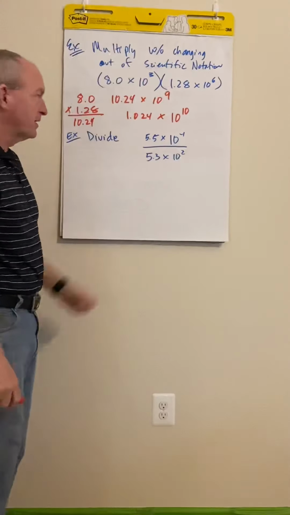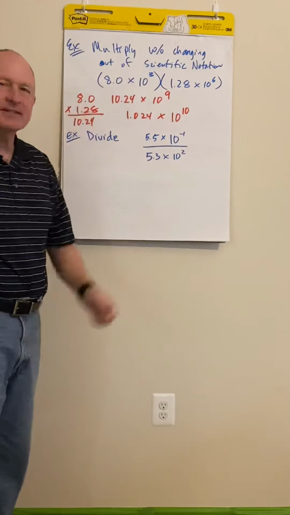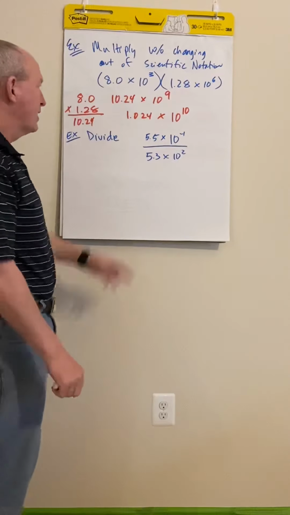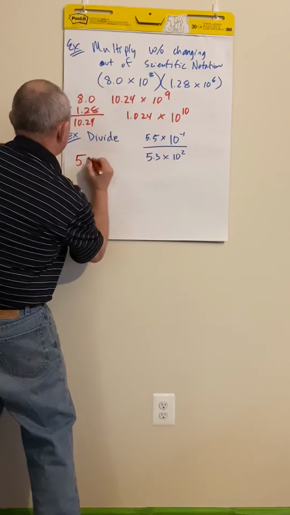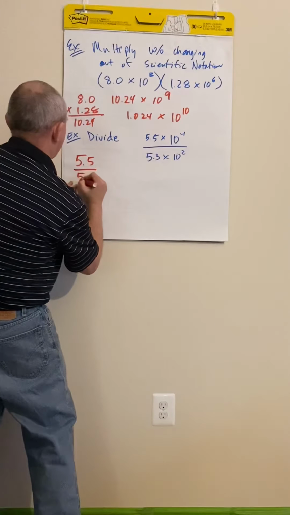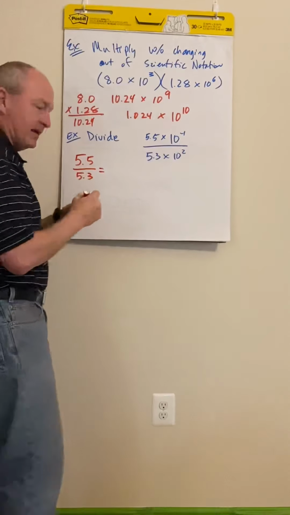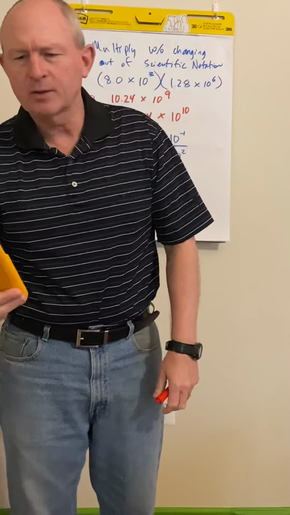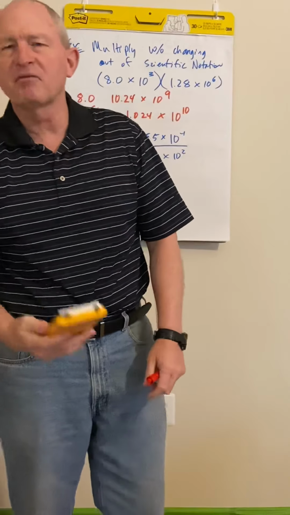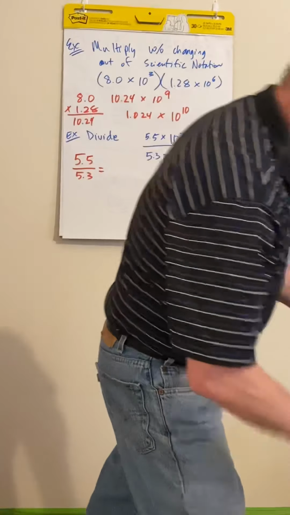And then the last one, dividing. Okay, dividing's not really that much harder than the adding. We're going to divide 5.5 by 5.3. And again, I'm going to use this guy for that very hard mathematics. 5.5 divided by 5.3. I got 1.037777. I'm going to round that to 1.038, if you guys don't mind.